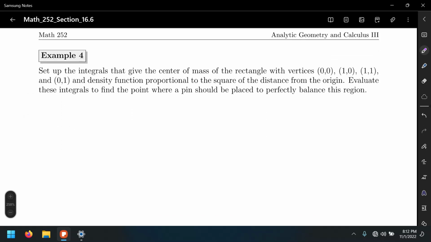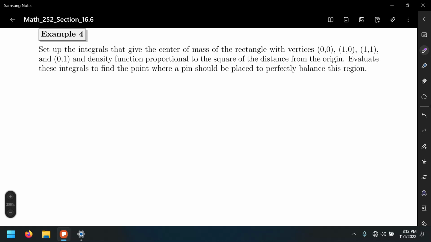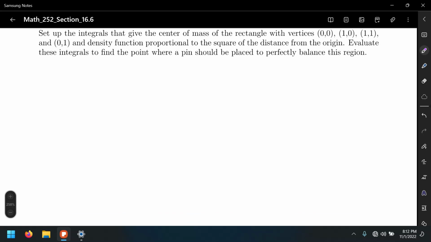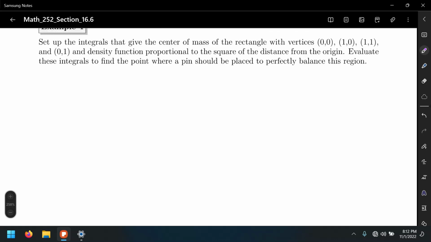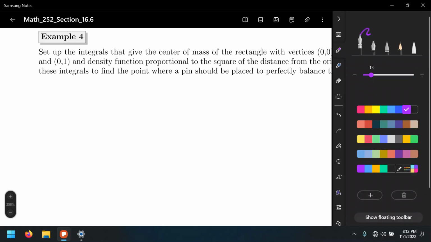Okay, set up the integrals that give the center of mass of the rectangle with vertices (0, 0), (1, 0), (1, 1), and (0, 1). It's basically the unit square, if you will, right? The square with a side length equal to 1. So let's draw that picture. So (0, 0), (0, 1), (1, 1), and (1, 0).